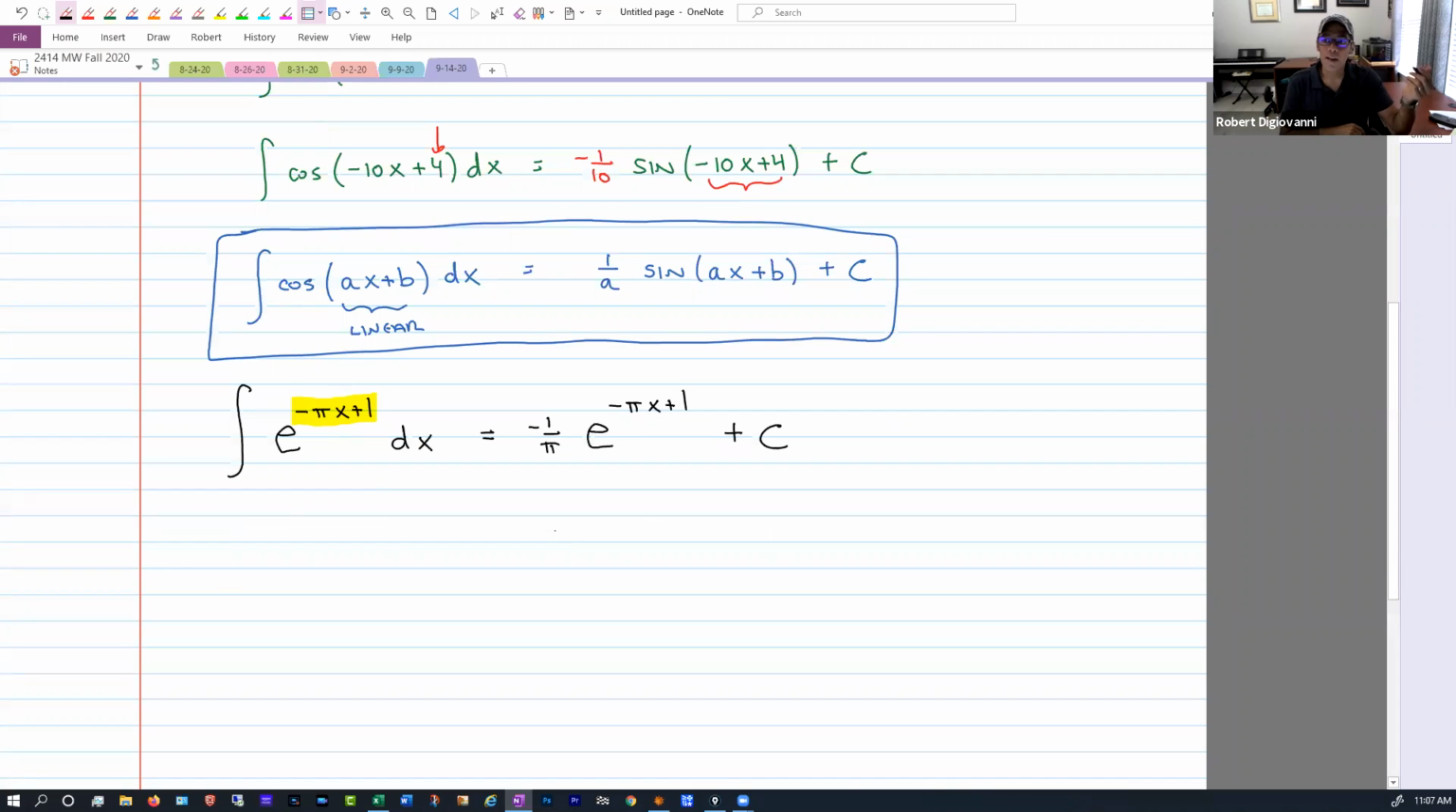And that would work for any function that is composed with a linear expression, you would always have to scale by 1 over a. Does that kind of make sense? Okay, I'll give you one more.